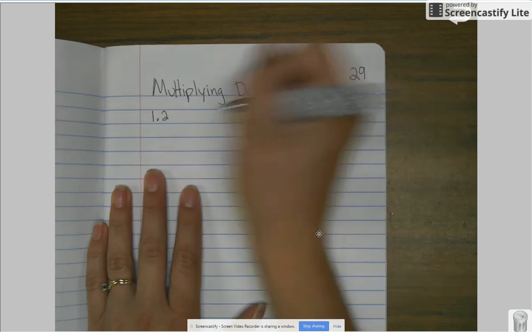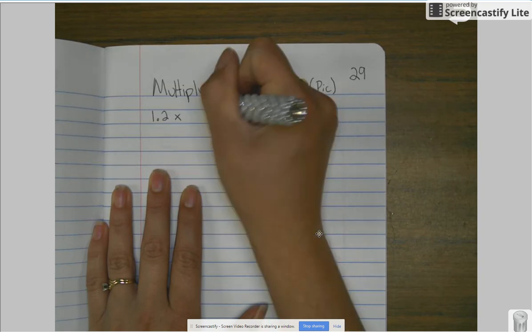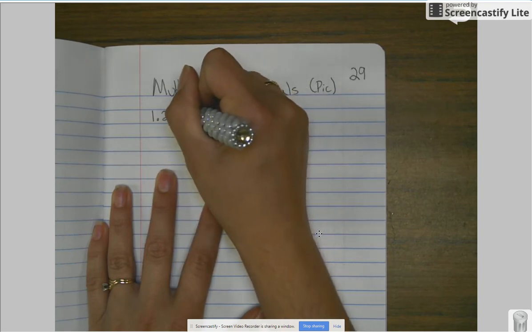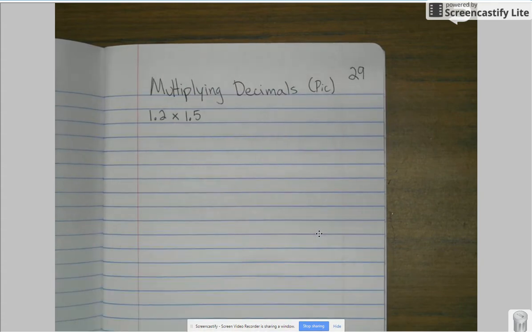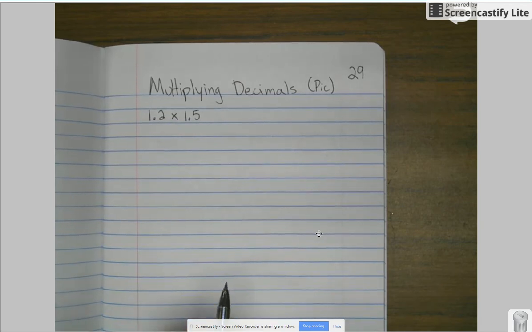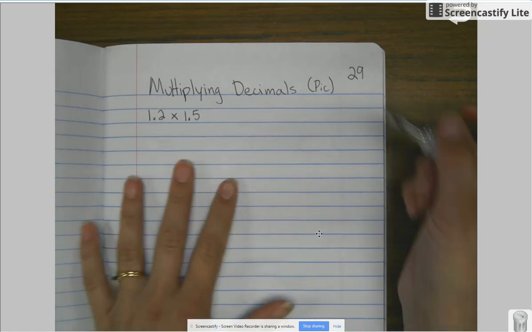1.2 times 1.5. Okay, I need you to think back to what you were taught in 5th grade and 4th grade when you were multiplying whole numbers. Remember how you did partial products? You'd draw a rectangle and you would show the different parts being multiplied together. Well, that's what you're going to do here.